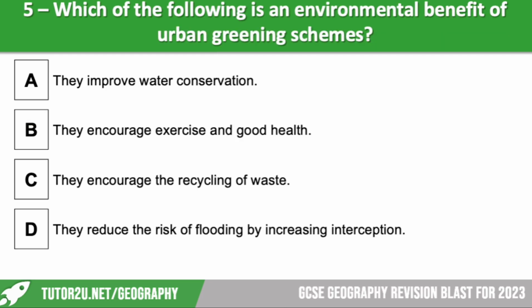And our last question is, which of the following is an environmental benefit of urban greening schemes? A, they improve water conservation. B, they encourage exercise and good health. C, they encourage the recycling of waste. And D, they reduce the risk of flooding by increasing interception. So which of the following is an environmental benefit of urban greening schemes?